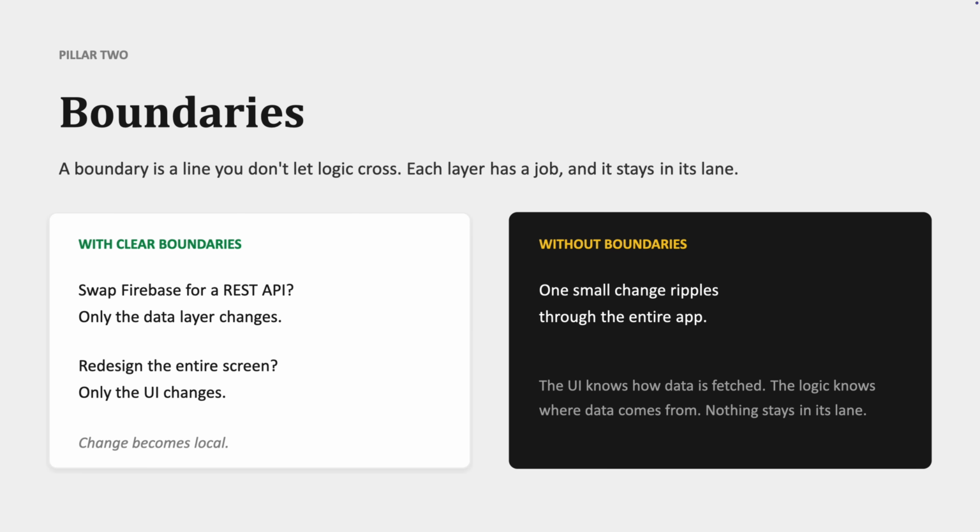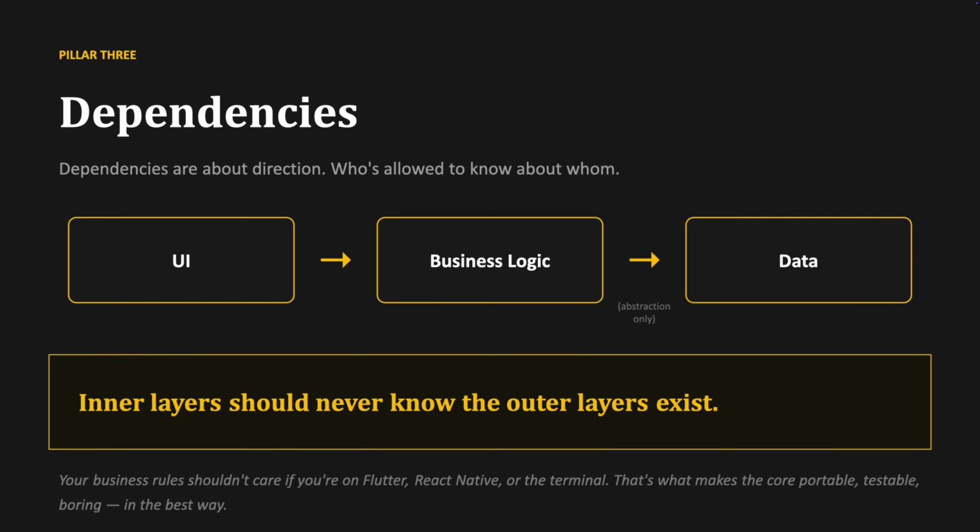That's the actual goal. Without boundaries, a small change can affect the entire app, because your layers, the UI, business logic, and data layer, are tightly coupled. So once the API version changes, you have to change the UI, the business logic, and your data layer. Thank goodness the boundary pillar solves that problem.